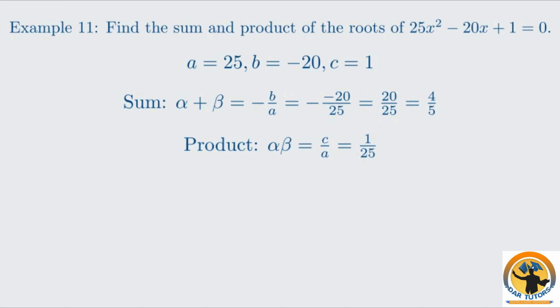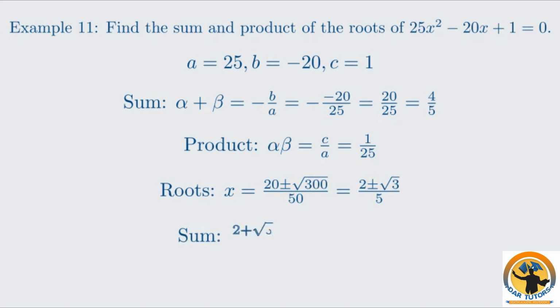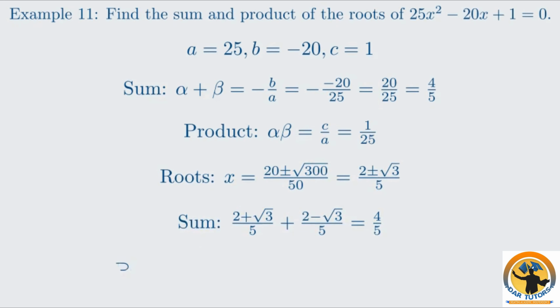We can check this by actually solving the quadratic equation using the formula. The roots are 2 plus or minus the square root of 3, all over 5. Adding them gives 4/5, and multiplying them gives 1 over 25.